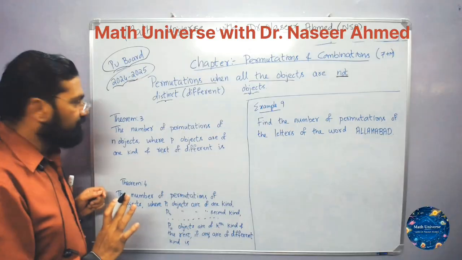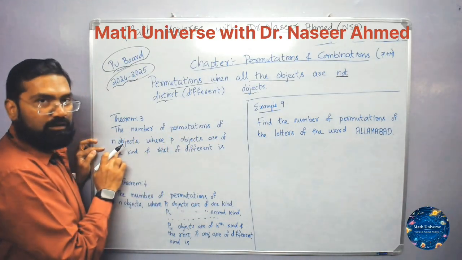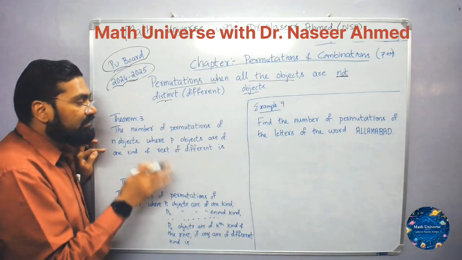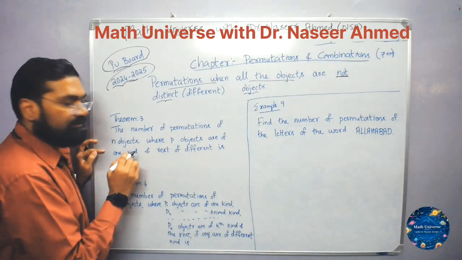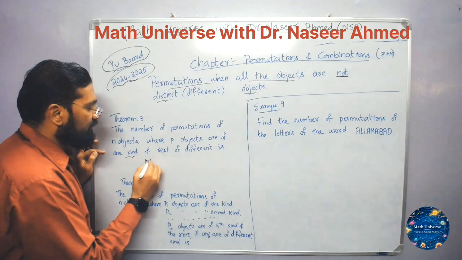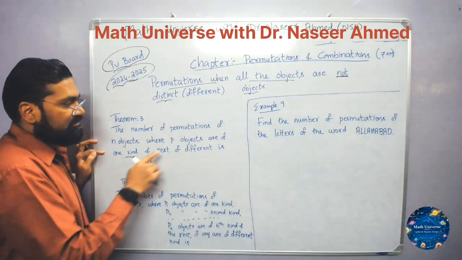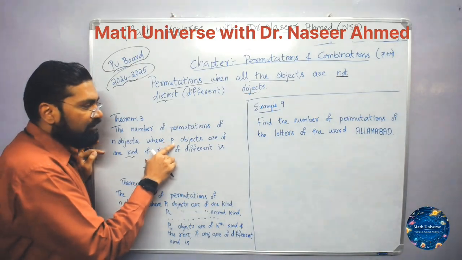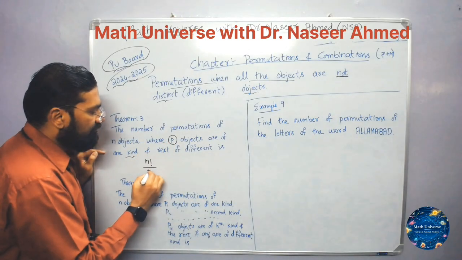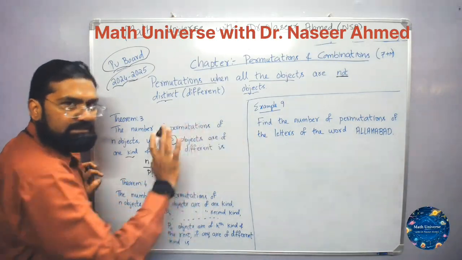So in this we have two theorems. Theorem number 3 says: the number of permutations of n objects, where all the objects are not distinct, there are p objects of the same kind and the rest are different. Then what's the formula? The formula will be n factorial divided by p factorial. I repeat, there are p objects of the same kind, so whatever number of objects are of the same kind, that should be divided. First let us understand, then we'll take a problem to understand how to solve it.